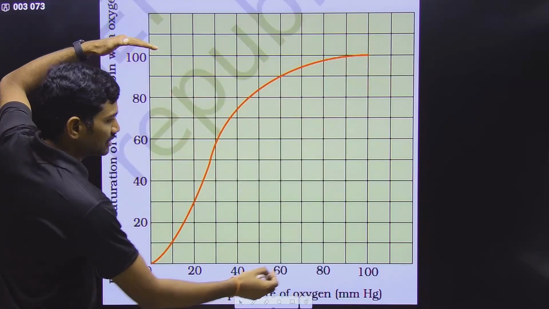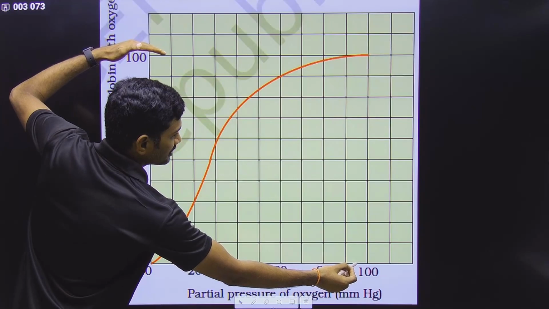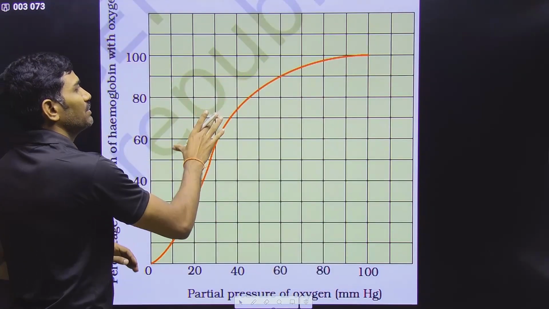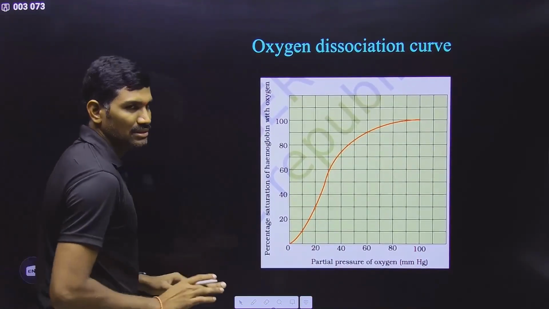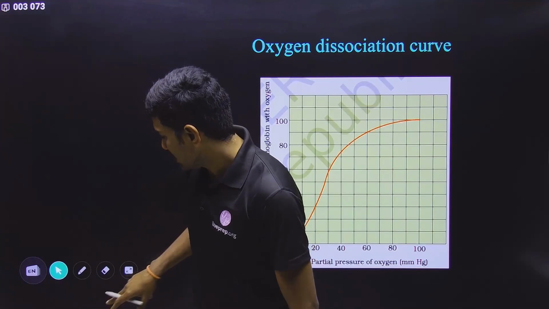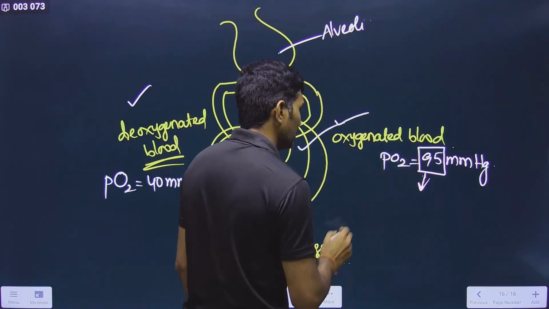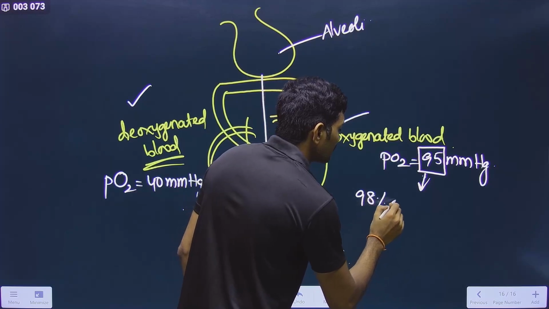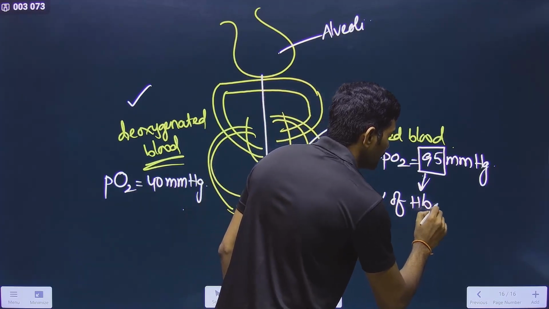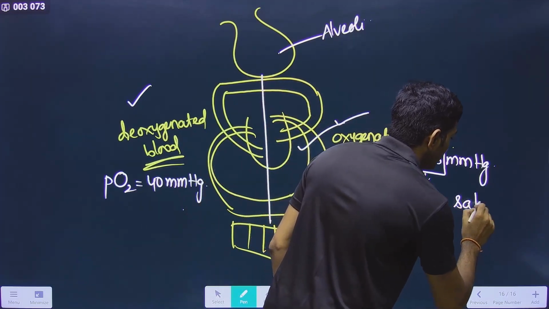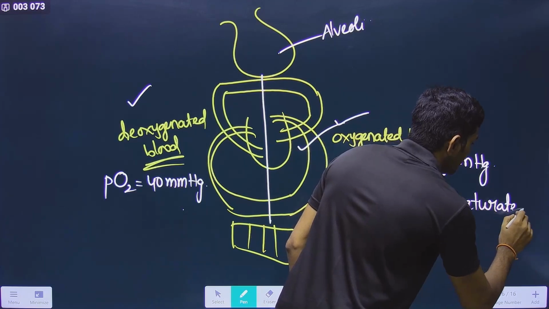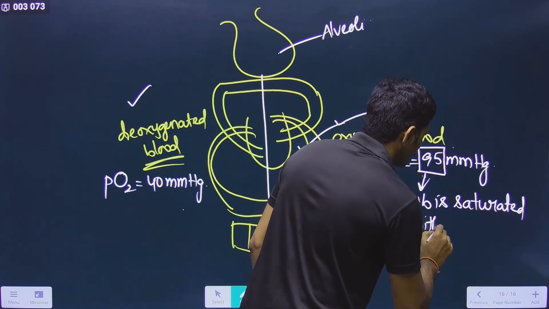So what is the percentage saturation of hemoglobin with oxygen when it is 95? Though as per NCERT you are getting the answer as 100%, actually it is around 98%. So here at this 95 mmHg, 98% of hemoglobin is saturated with oxygen.